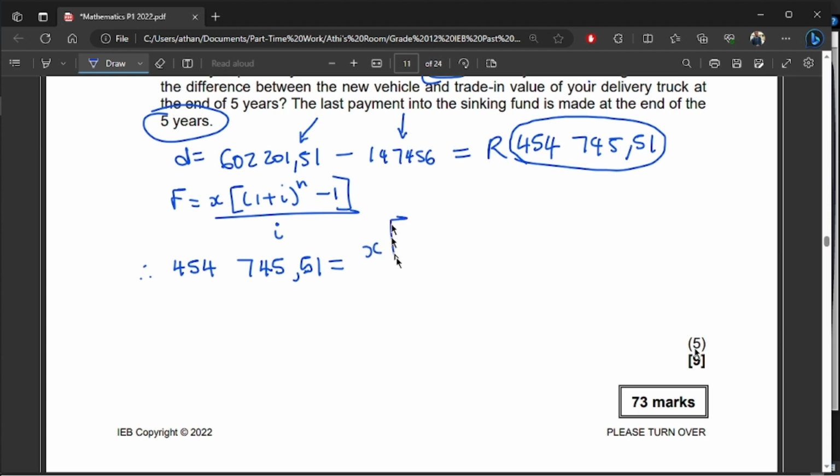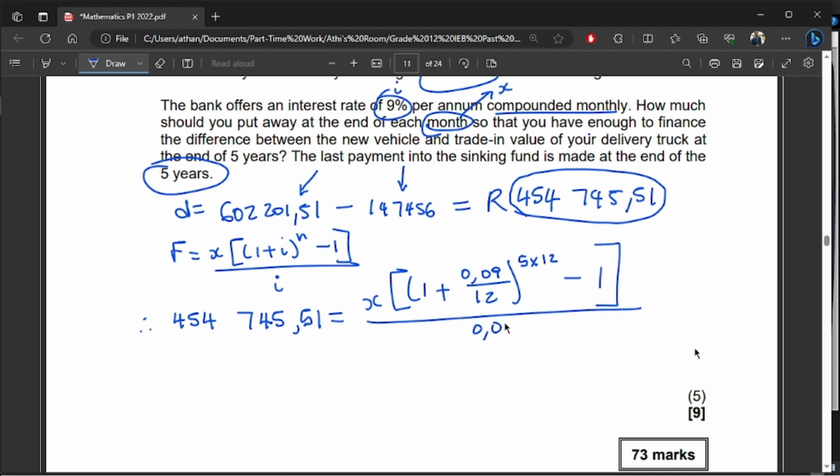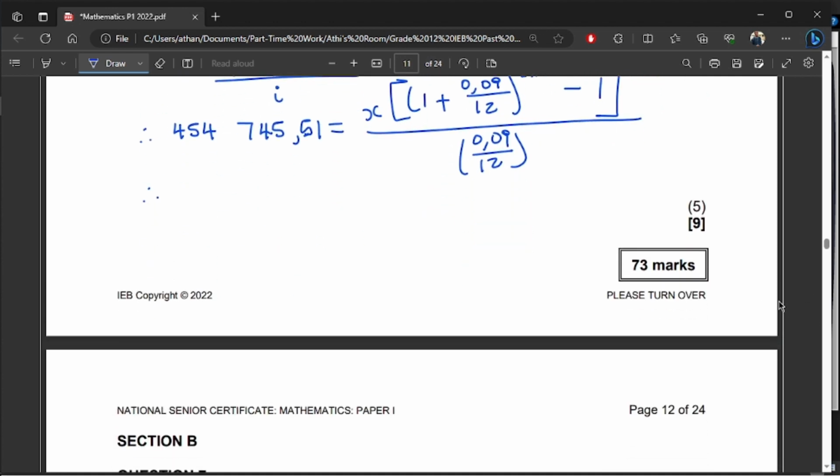And then in the bracket, I'm gonna have 1 plus, let me just get my interest rate. The interest rate is gonna be 9%, so this is 0,09 compounded monthly. I divide that by 12 to the power of 5 years times 12, and then we subtract 1. All of this is divided by 0,09 divided by 12. Okay, then let's see. In order to make it simple for myself, using inverse operation, guys, we're going to solve for x now.